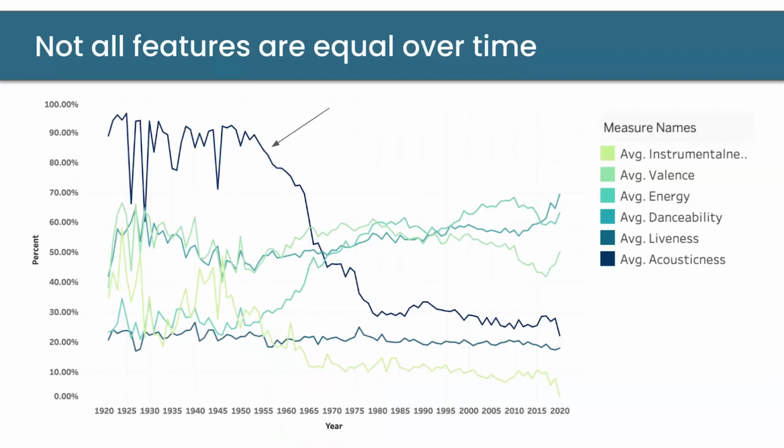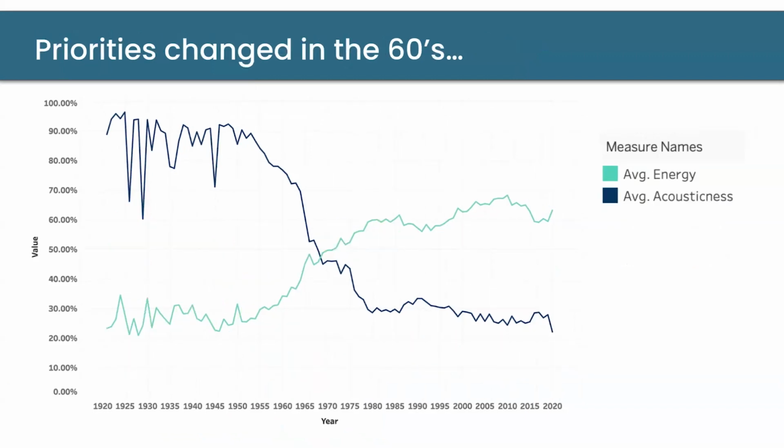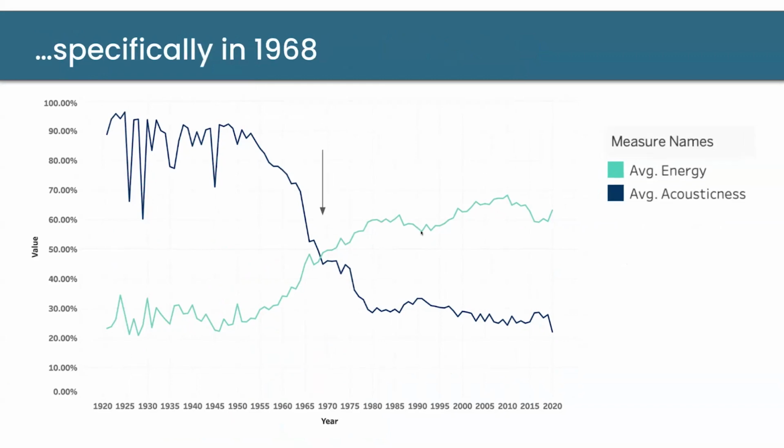Let's look at a few of these features over time. In the 1920s, the acousticness measure remained high for several decades, seen here as the dark blue line at the top. However, there is a significant drop-off in the 60s where a new feature will take over. Zooming in, we can see that the 60s brought about a significant change in music. Acoustic instruments plummet while the energy of songs increases. And specifically, this swap occurs in 1968. Therefore, for our classification model, data from 1968 onward was used to predict trends in popular music today.